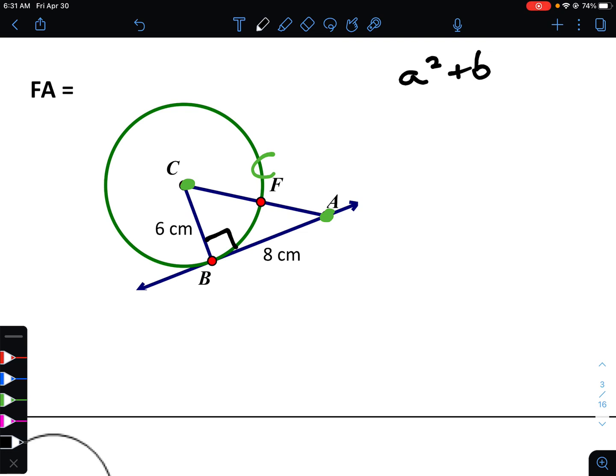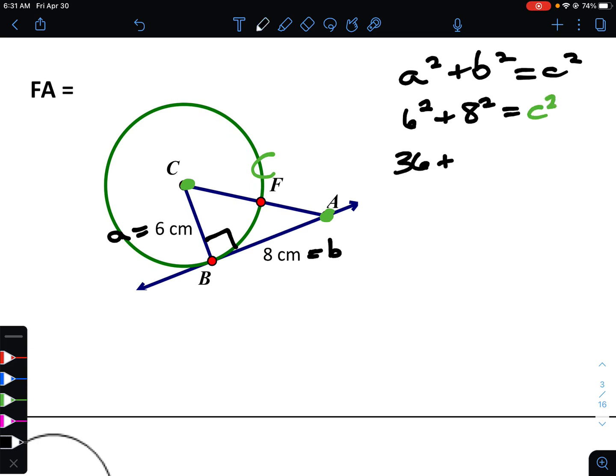So we're going to have A squared plus B squared equals C squared. C is what we're looking for. Doesn't matter what we pick to be A and B. I'm going to let A be equal to the 6 and B be equal to the 8. So that would be 6 squared plus 8 squared is equal to C squared. Now we'll go ahead and simplify that. 6 squared is 36. 8 squared is 64. Now we'll go ahead and add those together. So 36 plus 64 is 100. It's equal to C squared.